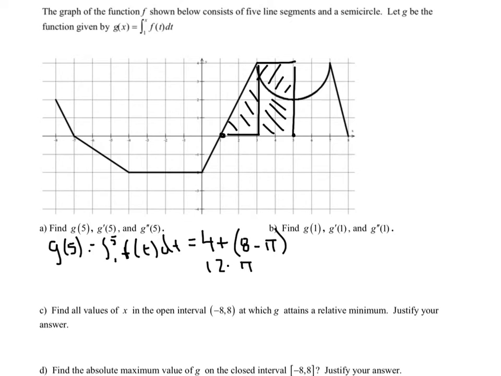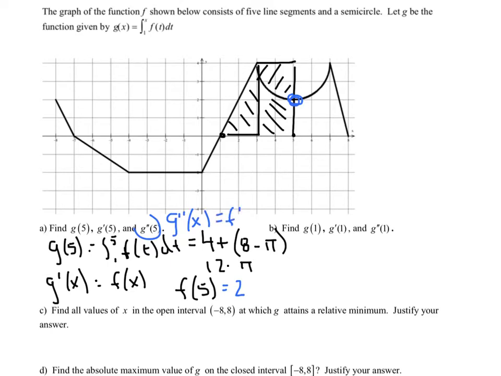Now, before I do g prime of 5, let me remind myself that g prime of x is really f of x. So g prime of 5 is really f of 5. And f of 5, this is the easier one, we're just going to read the curve right here, and f of 5 equals 2. All right, the last one is g double prime of 5. Now we know that g double prime of x equals f prime. So I'm going to go to the 5 and read my slope, and because it's a relative min, we've got a slope of 0. So g double prime of 5 equals 0.